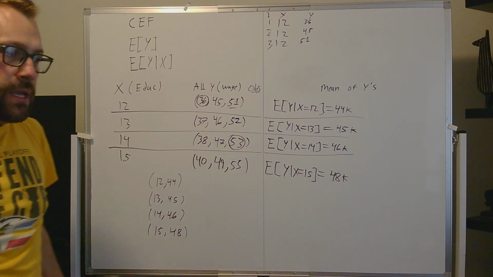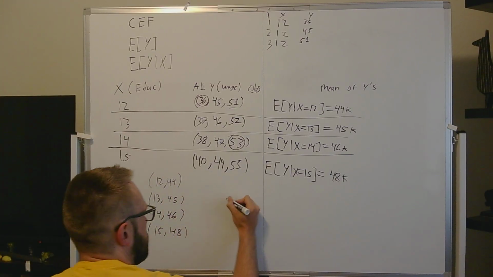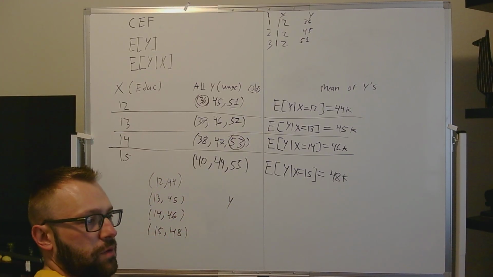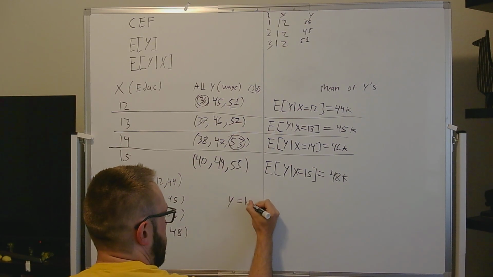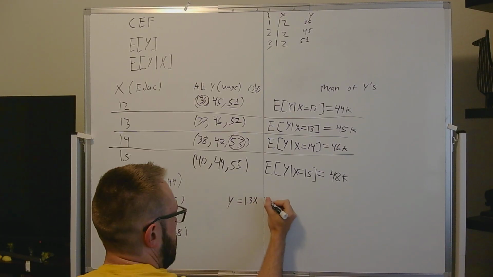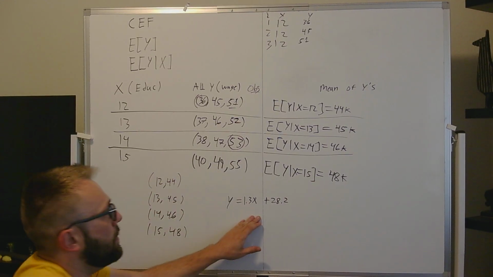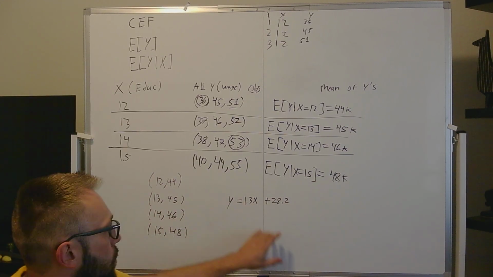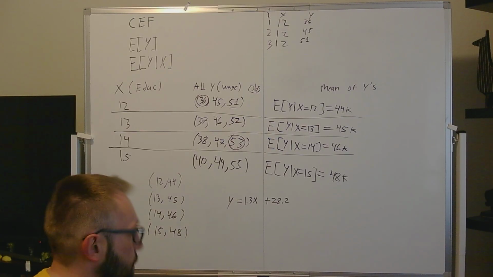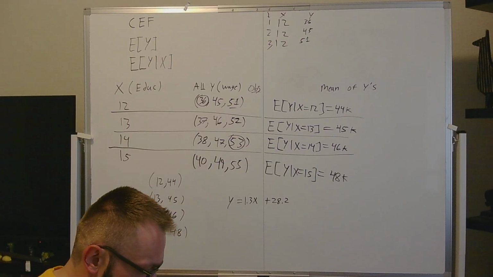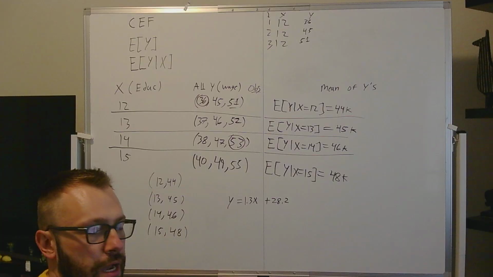And then now this would be good practice for you guys, but we can take this information and we can also build a regression line off of this. So if you guys want to practice this at home, it would be y equals 1.3x plus 28.2. Now again, we were calling these k, so whatever output you get, just multiply that by 1,000. I'm not going to get into the weeds too much on this in this video because I really just want to introduce this stuff to you guys right now.